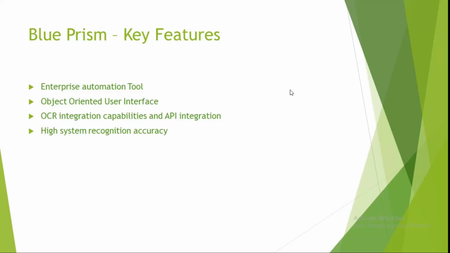The selection of the right software is closely dependent on the business problem that needs to be solved. This is the reason why Blue Prism is the market leader among the other RPA tools like Automation Anywhere and UiPath.